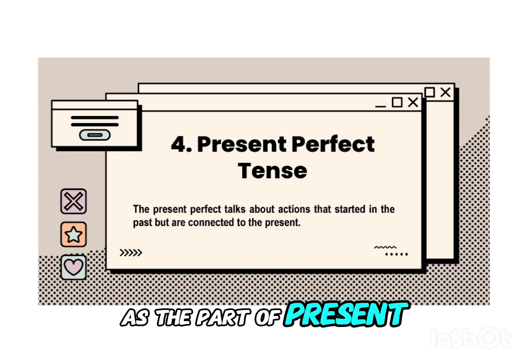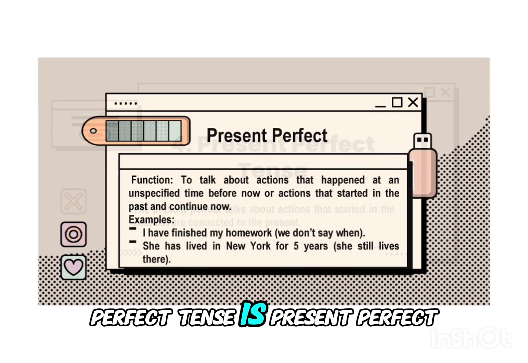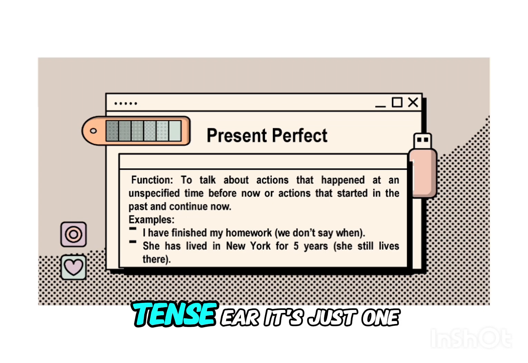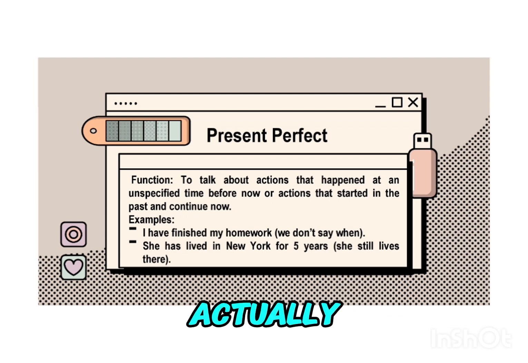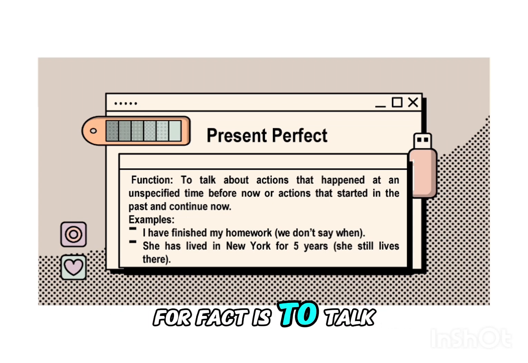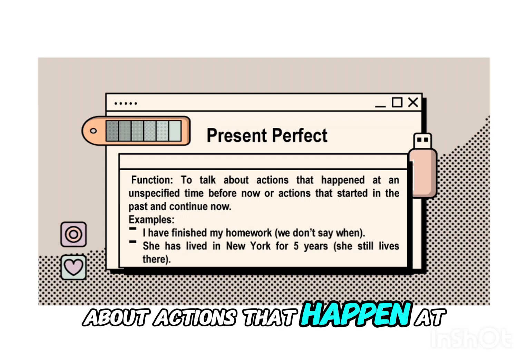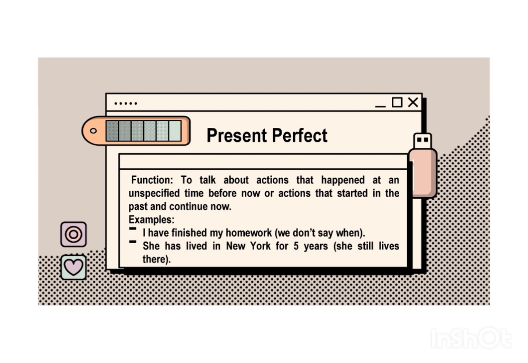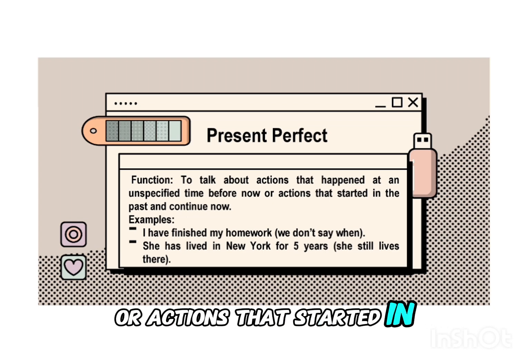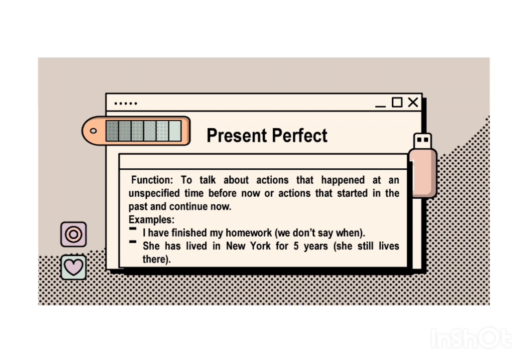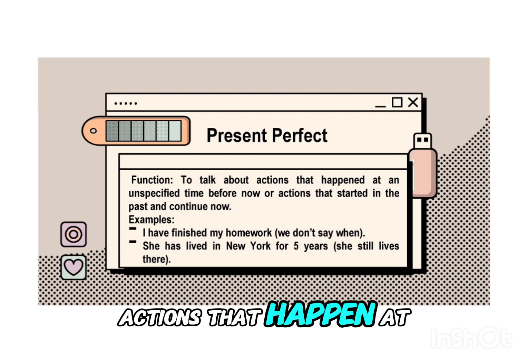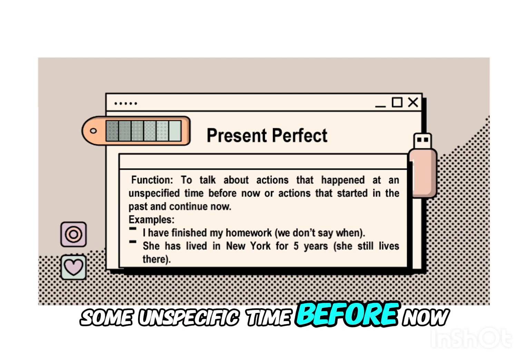As part of the present perfect tense, the function of the present perfect is to talk about actions that happen at a specific time before now, or actions that started in the past and continue now. As we know, it describes actions that happen at some unspecific time before now.